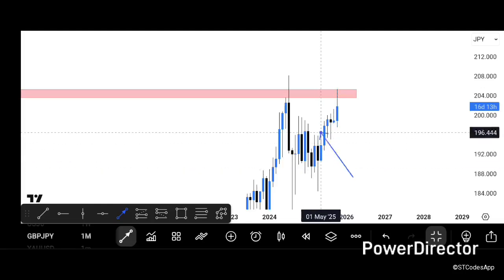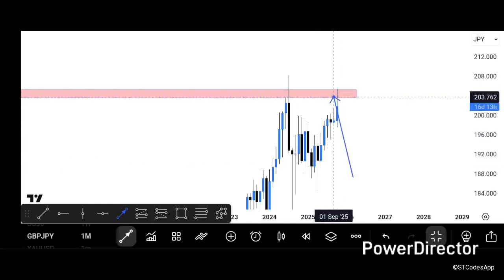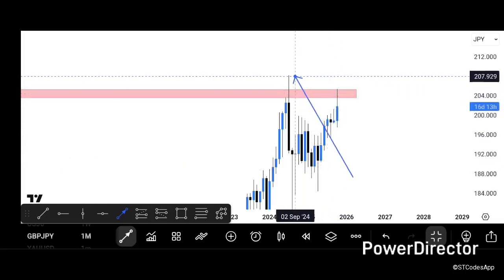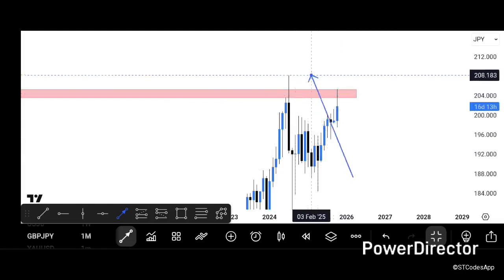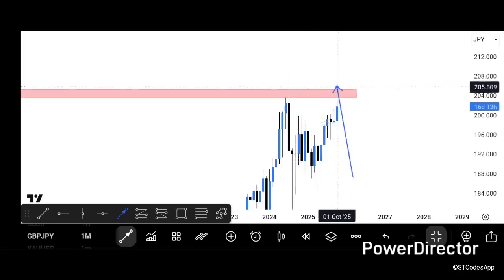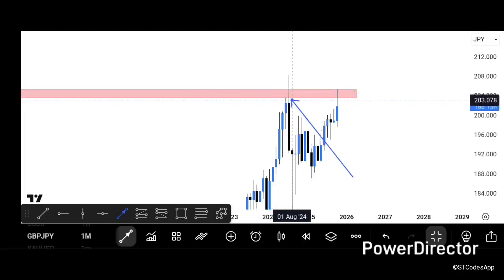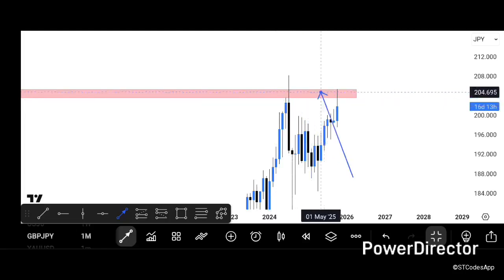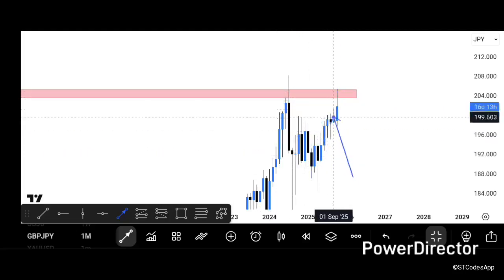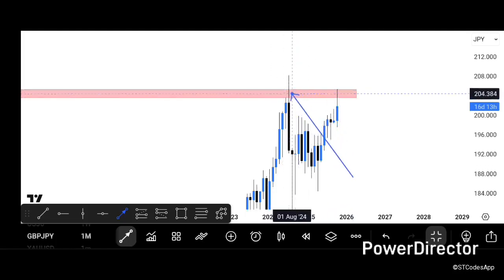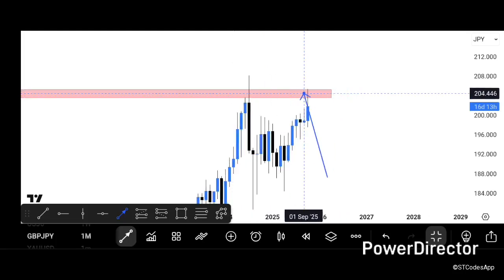So now price has come back to this high, not matching it exactly, because the last high was around 208. But if we use resistance and support zones, you can see that this is a resistance zone, and price is coming back to match this high. And now this zone is also a strong resistance zone on the monthly time frame.